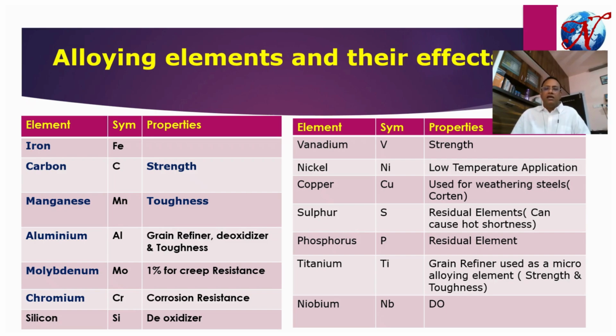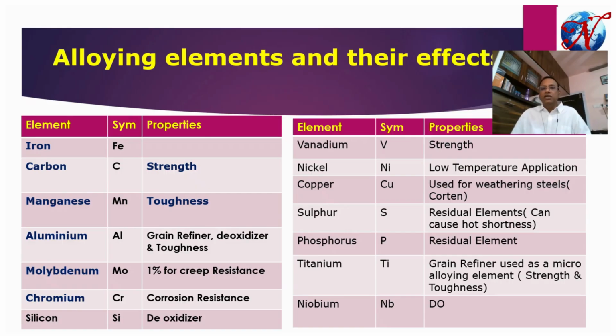Basically, carbon we are using for the formation of strength. Manganese is used to increase the toughness of the material. Aluminium works as a grain refiner and deoxidizer, and the toughness also changes according to the percentage of aluminium. Molybdenum up to 1% controls the creep resistance. Chromium provides corrosion resistance. Silicon is a deoxidizer.